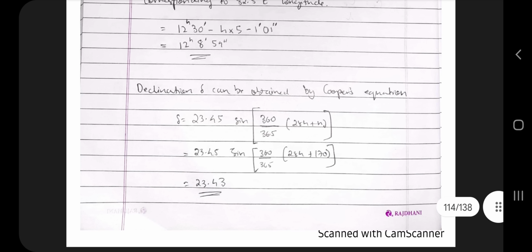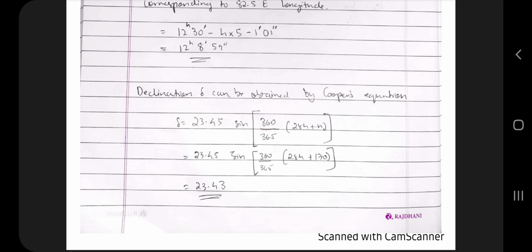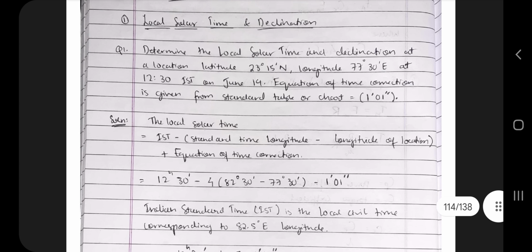For declination, you have to use Cooper's formula. Cooper's formula can be found on page number 96, the second formula. You have to substitute this one: the standard value 23.45 sine of 360 by 365 times (284 plus n). N is the day number we are calculating with respect to the year.